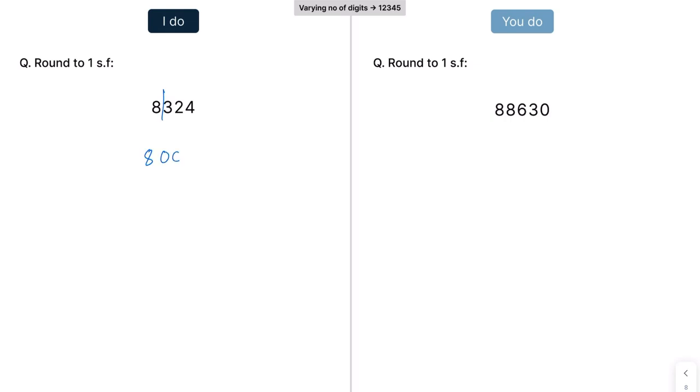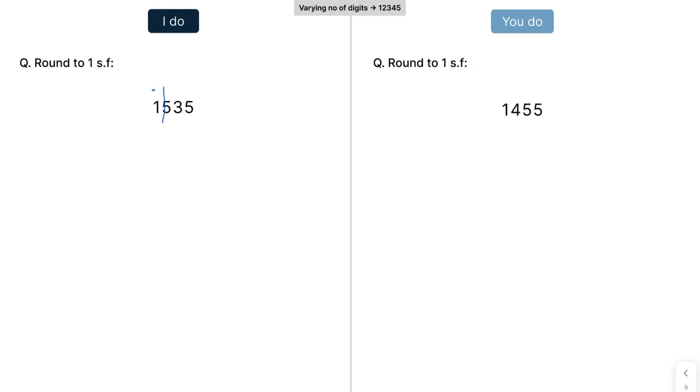So again, draw my line. There's no need for rounding here since the decider is 3. So in this case, I draw my line, look at the decider. Okay, so in this case, I do need to round up. So this 8 becomes a 9. Everything else becomes a 0. So in this case, there's 4 zeros.